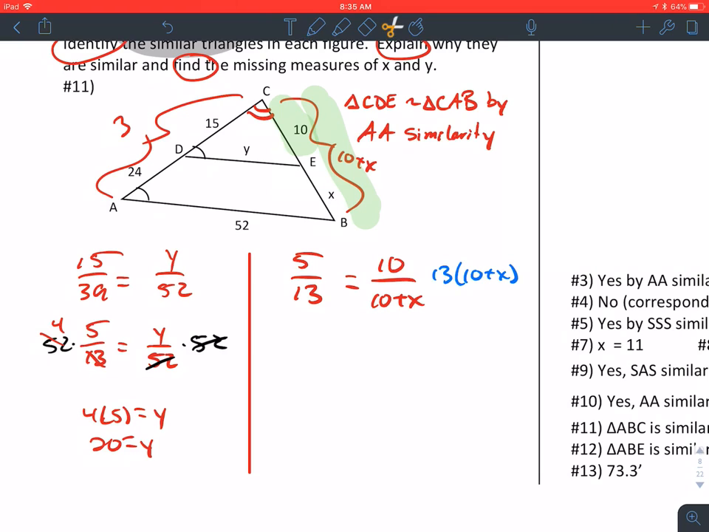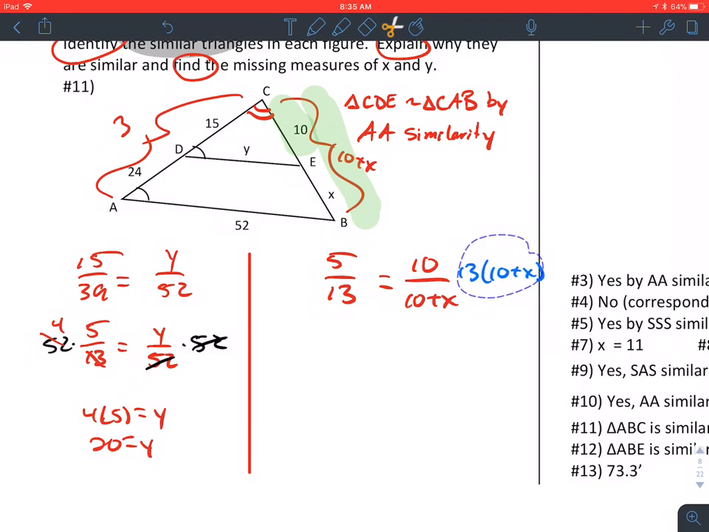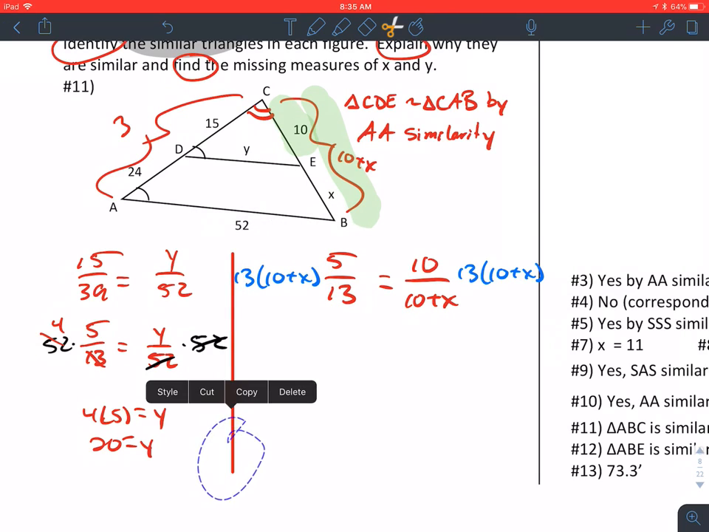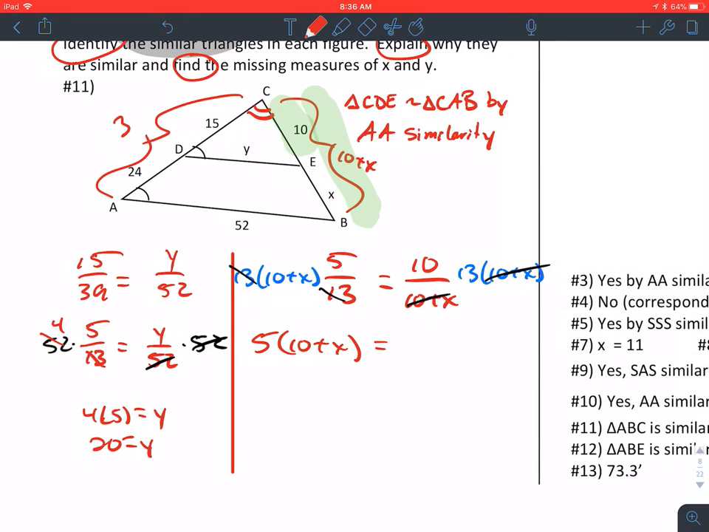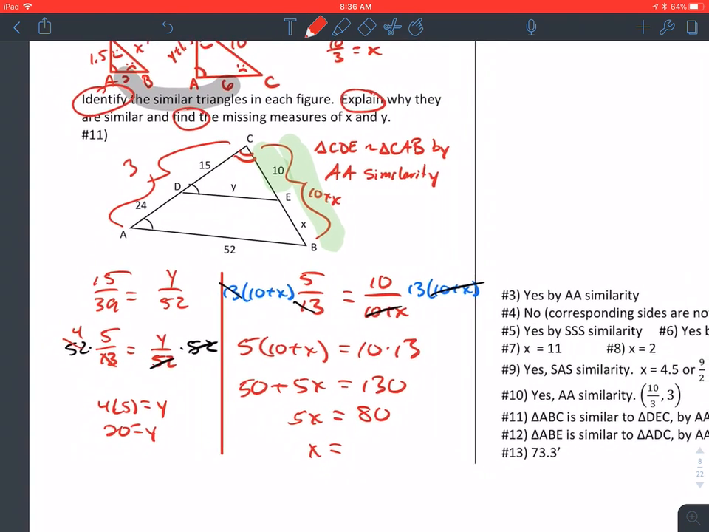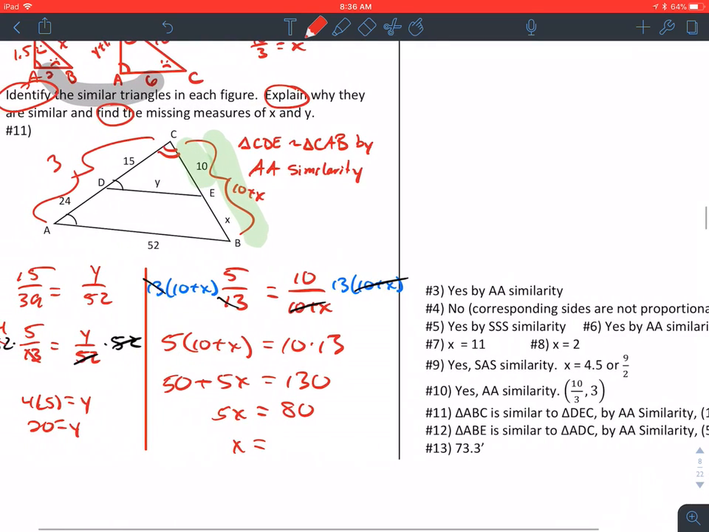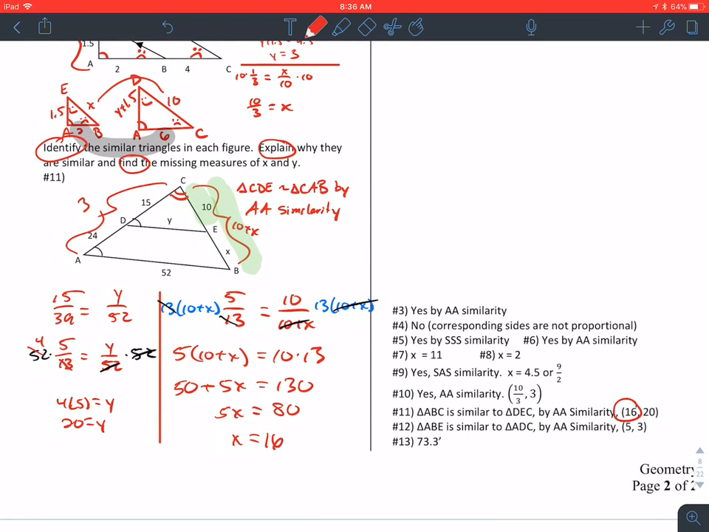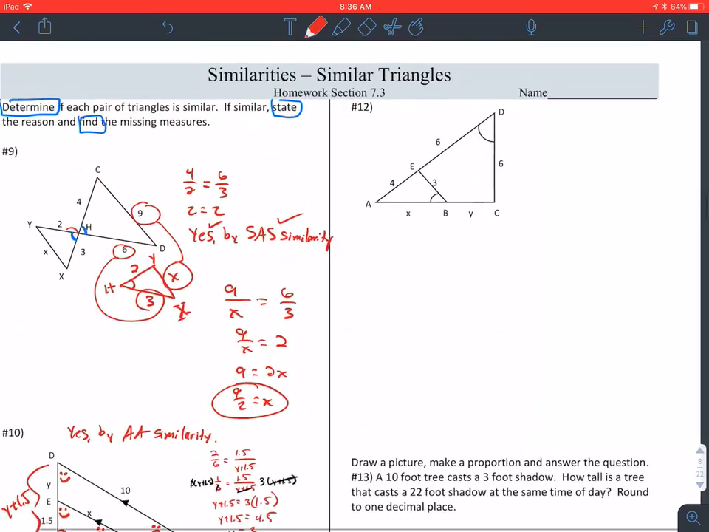times the sum of 10 and x. It's a multiplication property of equality. On the left, the 13's cancel. On the right, the 10 plus x's cancel. So we get 5 times the sum of 10 and x equals 10 times 13. It's going to be 50 plus 5x equals 130, which means 5x is 80, which means x is, I think that's 16. Yes, it's 16. 2 more problems.